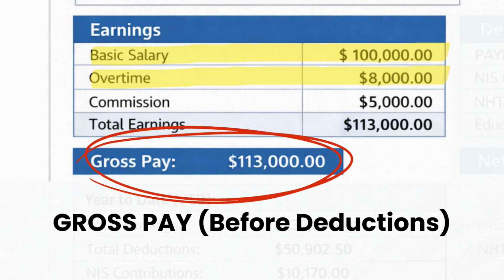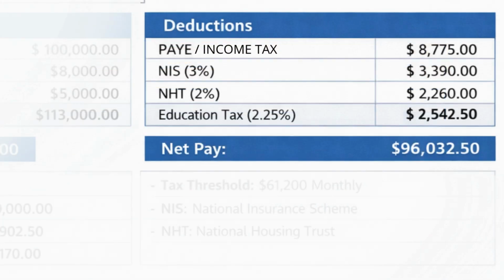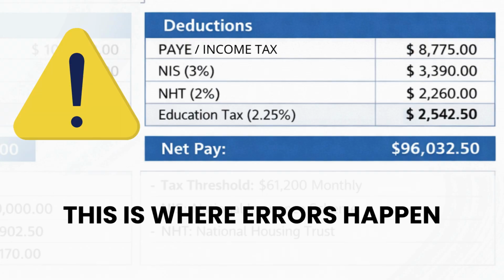Third section, deduction details. This is a section that confuses most workers. Deductions usually include income tax, NIS, NHT, and education tax. Some deductions are required by law, others must be approved by you. In future videos, we'll break down each tax and show you how it's calculated.